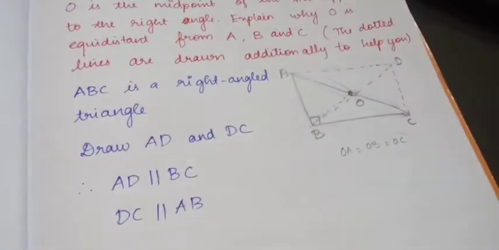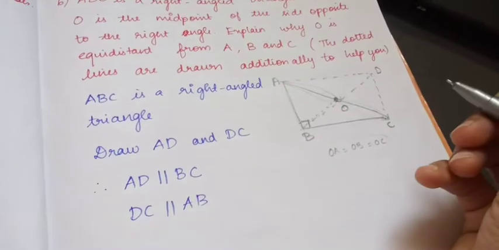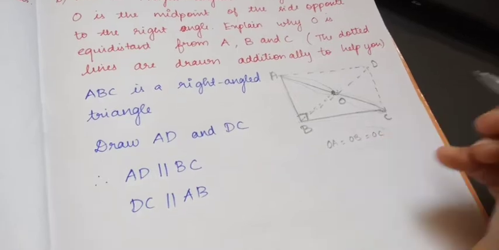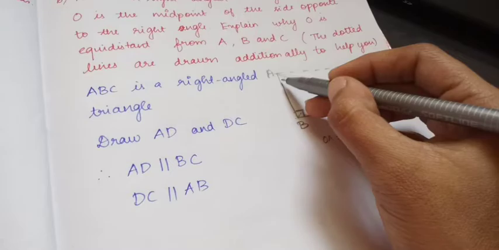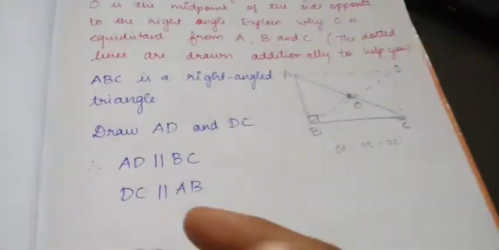Okay, so now if this is 90 degrees, this will be some acute angle. So here also it will be 90 degrees. This is also 90 degrees. This is also 90 degrees. Okay, see.